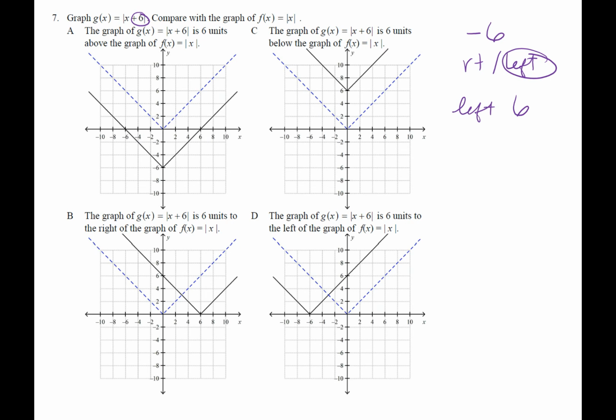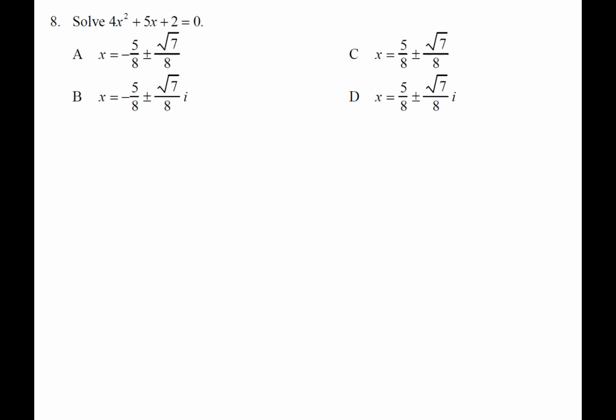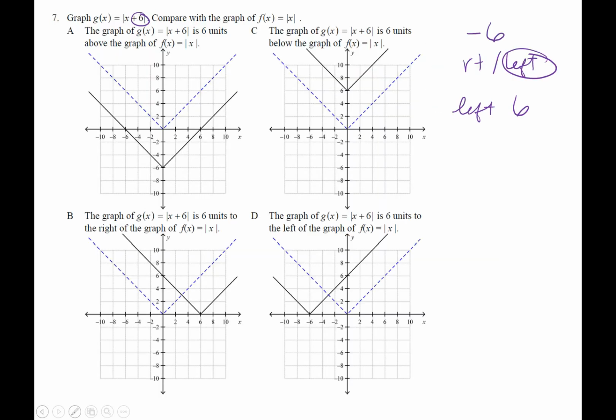So the dashed line is the absolute value of x graph. So we need to look at this solid line. It looks like this one is definitely going down. That one's definitely going up. So those two graphs are out. It looks like this one is going to the right, whereas this one's going to the left. So it's got to be graph D.